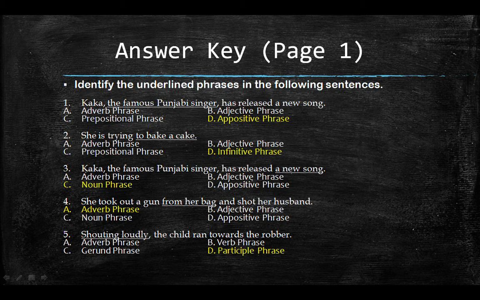She is trying to bake a cake. To bake is infinitive, cake is the object of bake, so very clear and simple infinitive phrase.